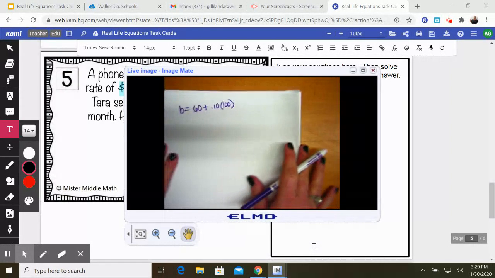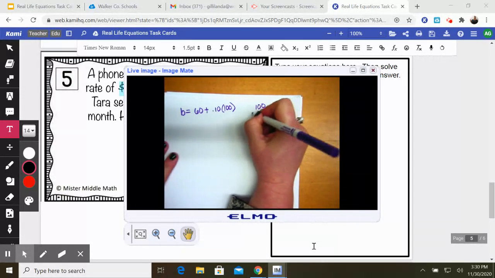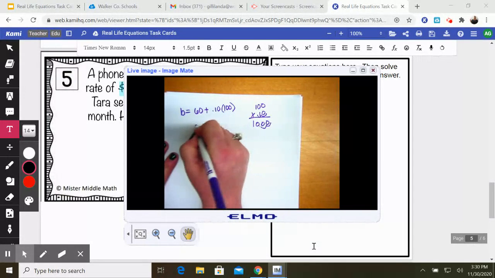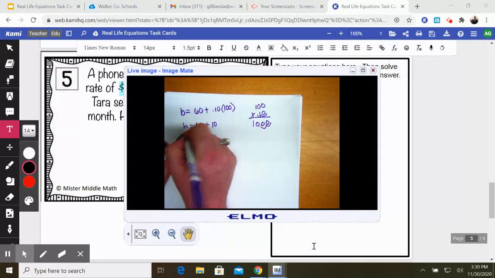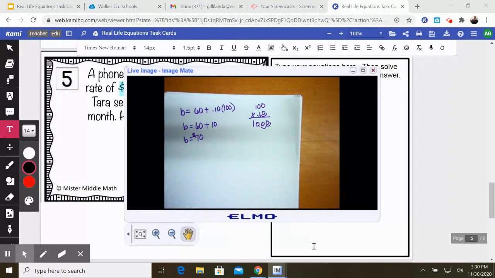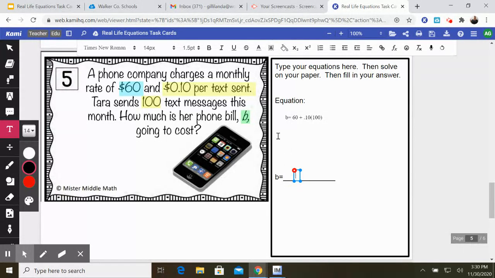Okay, so the first thing I would do here is distribute this 10 cents. 100 times 10 cents. I would do this. So that is $10. So $60 plus $10 is equal to B. So her bill is going to be $70. So she's going to pay $70 this month for her phone.